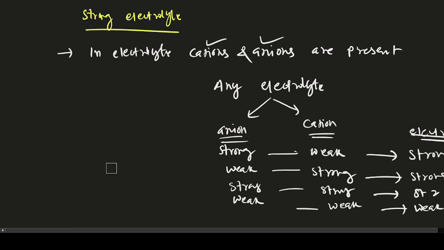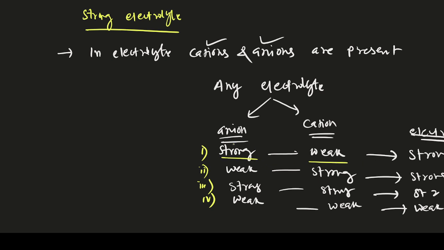So if either the anion or the cation is strong, then that is called a strong electrolyte. Here one is strong, so this is a strong electrolyte. Here both are strong, that's why it is a strong electrolyte. And if both are weak, then it is considered a weak electrolyte. Okay, so you understand what is a strong electrolyte and what is a weak electrolyte.